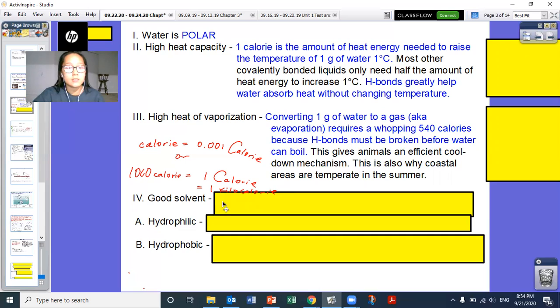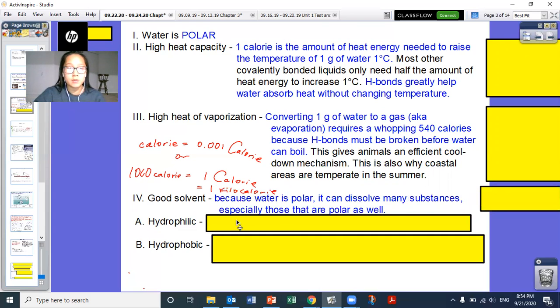Water is a good solvent, right? We just talked about this in the demo. Because water is polar, it can dissolve many substances, especially those that are polar as well. There are some molecules where most of the bonds in them are non-polar, but then some of the few bonds built inside of their structure are polar. And then that means that water can pull it apart already, just because there is some part of it that's polar. Other molecules that are ionic, that are polar, are easily broken apart by water.